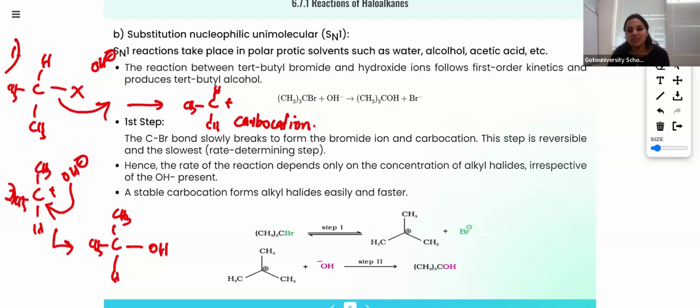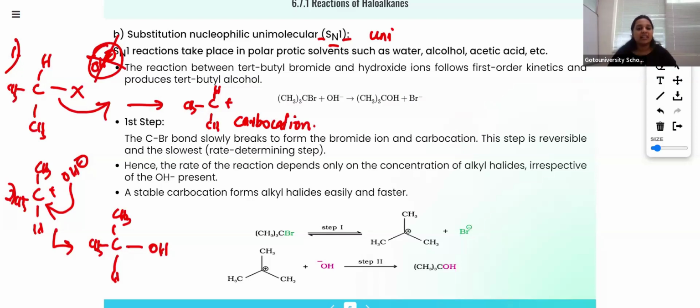So what is the difference between SN1 and SN2? This is substitution nucleophilic unimolecular. Here it is a two-step process, right? Means in the first step the halogen is removed. In the second step the OH minus is attacking. In the previous one the leaving and attacking take place in a single step. So in this reaction, the first step is the rate determining step. In this reaction, OH minus is not participating in the first step.